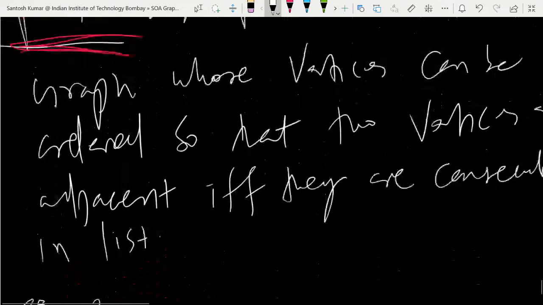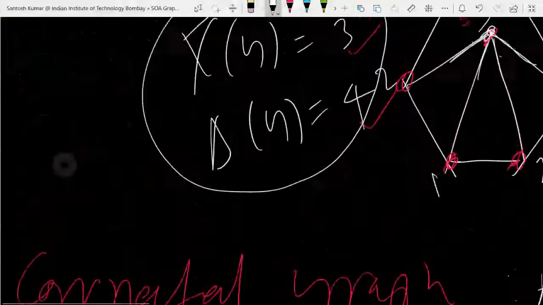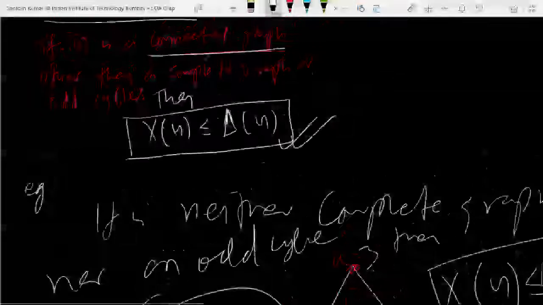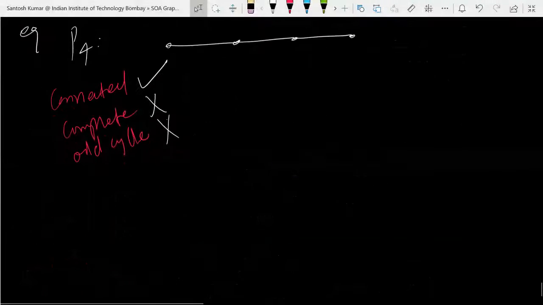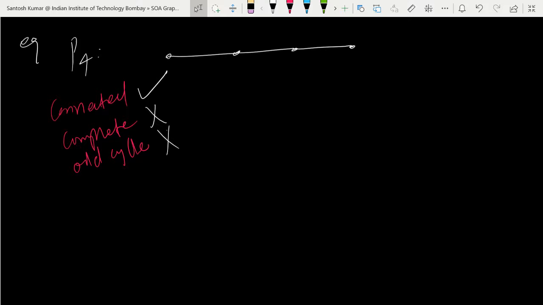So this theorem, Brooks' theorem, you can apply only if the graph is neither complete nor an odd cycle and it is connected. Then you can apply this. So I'm verifying that. The chromatic number of this P4 is 2, like 1 2 1 2.